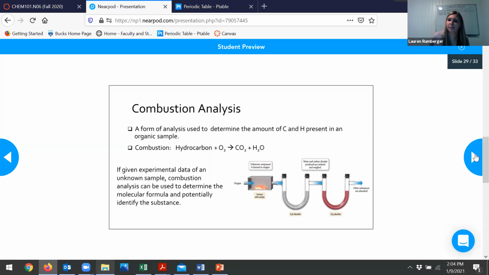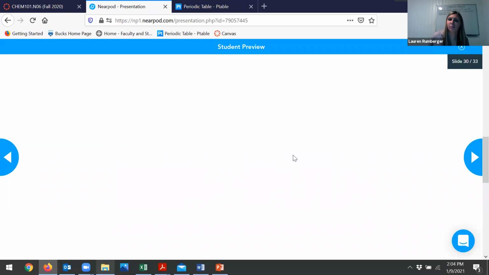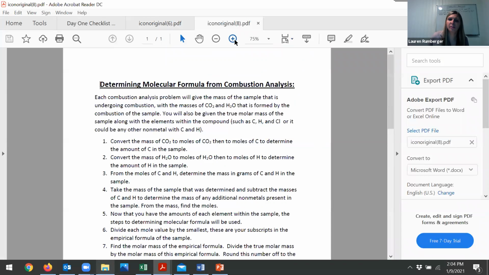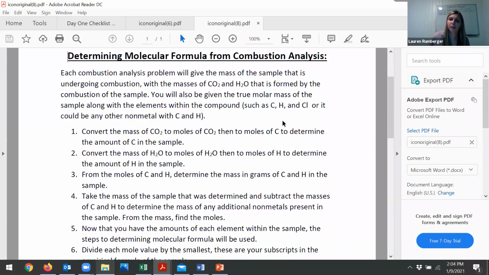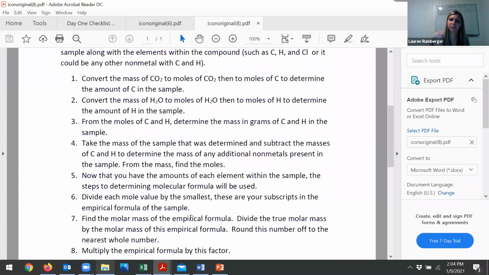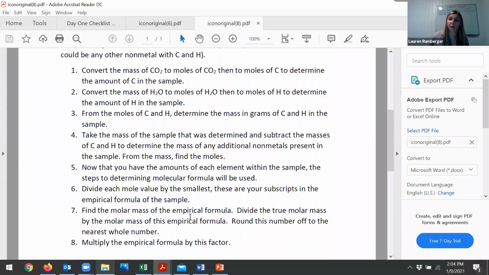When you progress to the next slide, you most likely didn't see anything here, but what had happened is that a file had downloaded. I have a file here that goes through the steps required for completing a problem for determining molecular formula from combustion analysis. The steps are all written out step by step of what I'm going to do as we do this practice problem on the next slide, so you will be able to follow along with me as I do the problem.